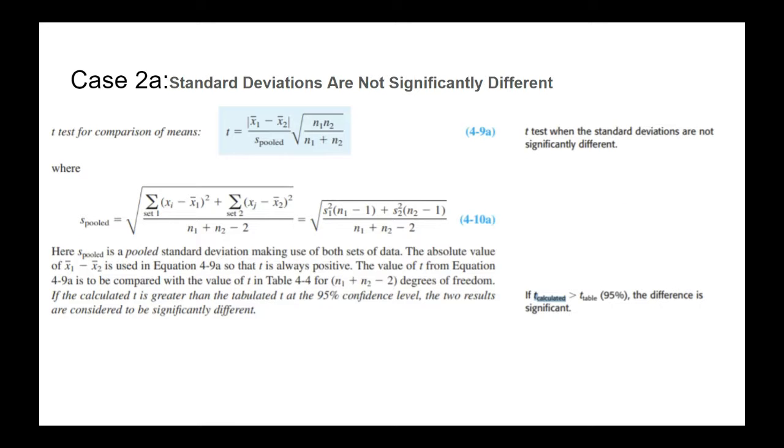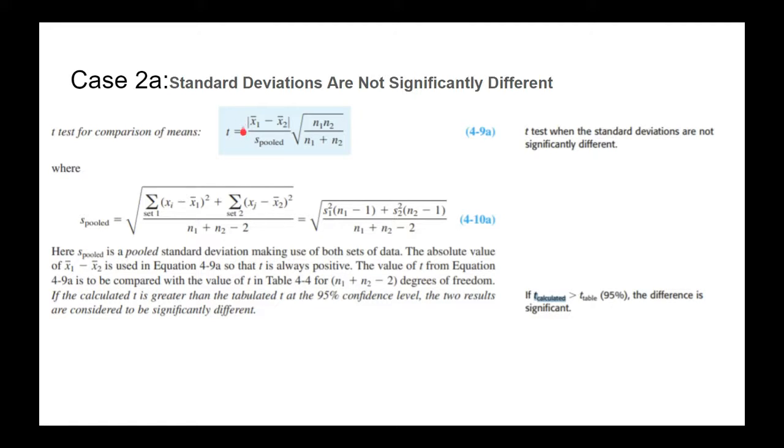All right. So case 2 is divided into two subsections. The first one is when standard deviations are not statistically different. Before we talk about the steps on how to deal with this one, we need to first talk about the formula. In this one, you see this kind of complicated formula. So I'm gonna try my best to break it down for you.